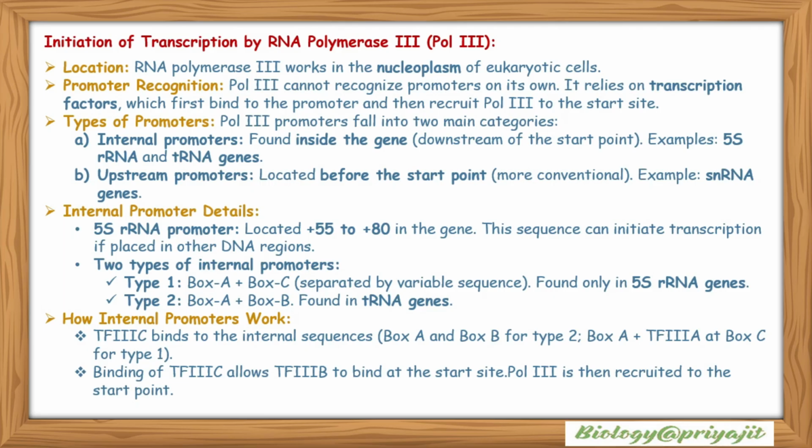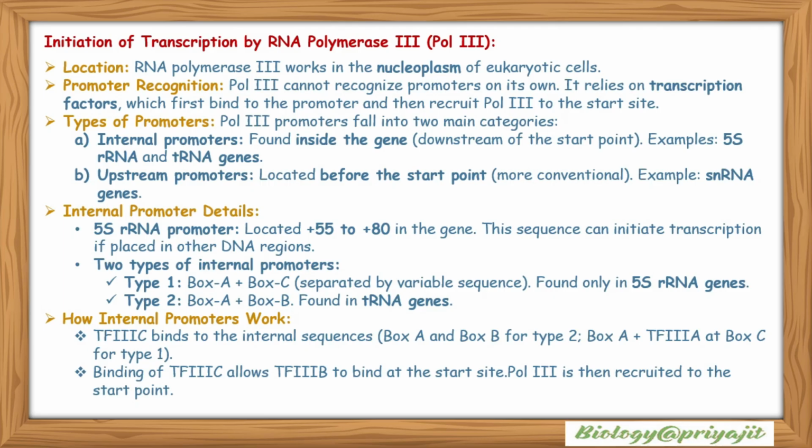So, internal promoter details: the 5S rRNA promoter is located between +55 to +80 in the gene, and this sequence can initiate transcription if placed in other DNA regions. So there are two types of internal promoters. Type 1 has box A and box C, separated by variable sequences, and is found only in 5S rRNA genes. Type 2 has box A and box B, and is found in tRNA genes.